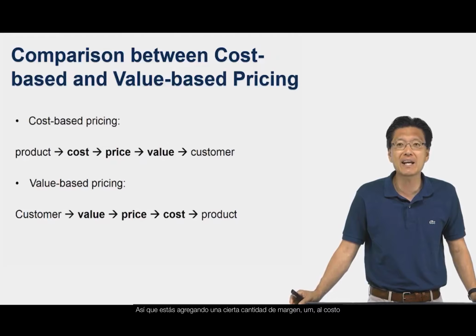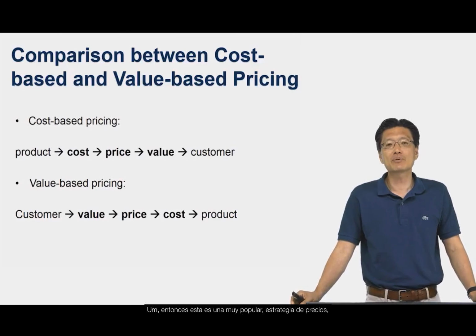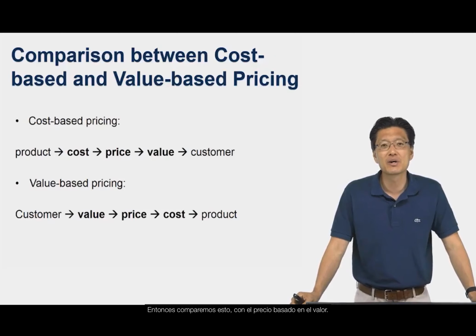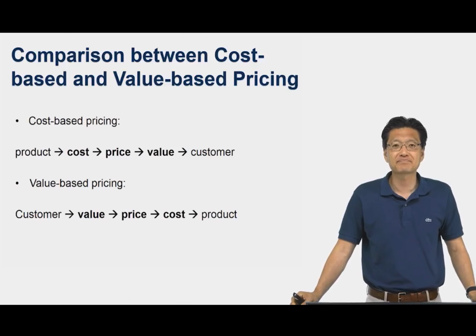So you're adding a certain amount of margin to the cost of goods sold, to how much it costs to make your product. You're adding a certain margin to that to arrive at the final price. So this is a very popular pricing strategy that a lot of companies use. So let's compare this with value-based pricing.